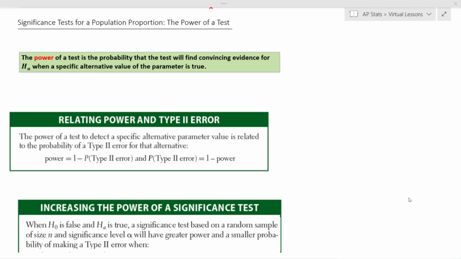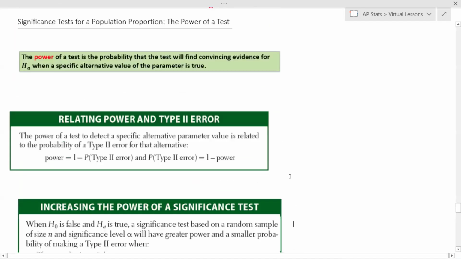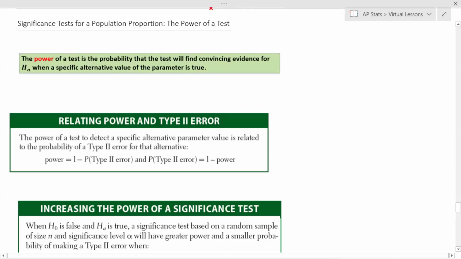So one of the things that we like to talk about is relating power to a type 2 error. The power of a test to detect a specific alternative parameter value is related to the probability of a type 2 error for that alternative. So the power is equal to 1 minus the probability of a type 2 error. And you could rearrange that equation and get that the probability of a type 2 error is 1 minus the power.